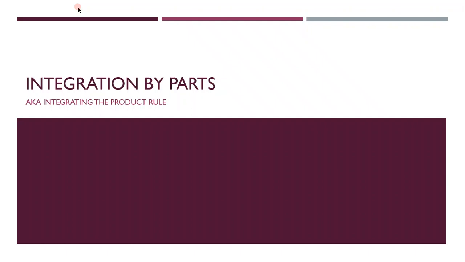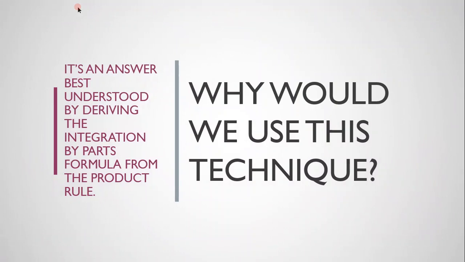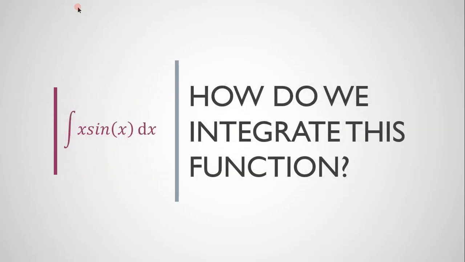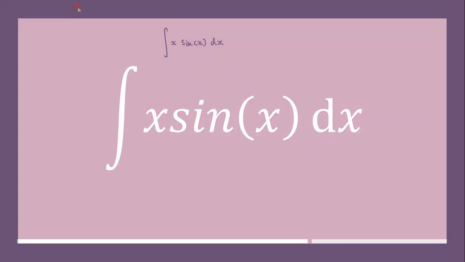Integration by parts. It's also known as integrating the product rule. Why would we want to use this technique? Well, let's have a look at an example where all the other integration techniques don't work, namely x sine x. We can't use integration by substitution, integration by trigonometric substitution, inverse trigonometric substitution, the half-angle formula, or partial fractions. So what do we use?